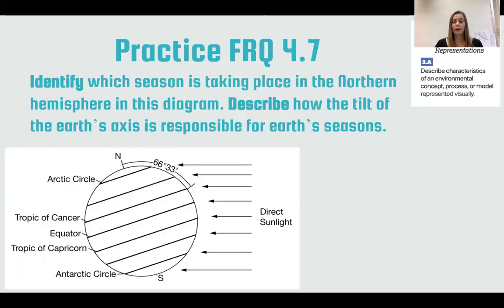Okay, so your practice today is to identify which season is taking place in the northern hemisphere in this diagram. And I want you to describe how the tilt of the Earth's axis is responsible for Earth's seasons.